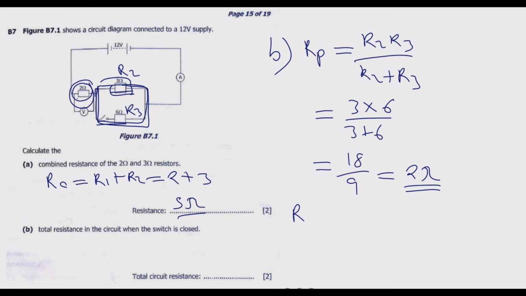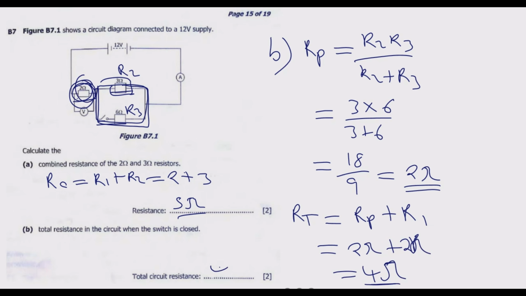So 2 ohms is the resistance across these two parallel resistors. Then the total combined resistor in the circuit will be the combined resistor in parallel plus this resistor in there, because these two are making the series. So it will be 2 ohms plus these 2 ohms. So we end up with 4 ohms as the total resistance in this circuit when the switch is closed. Let us go to C.